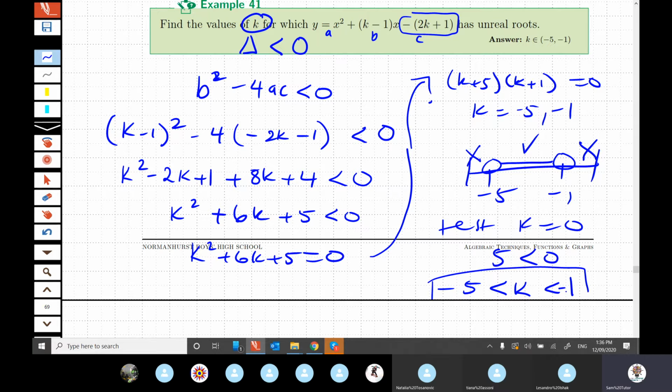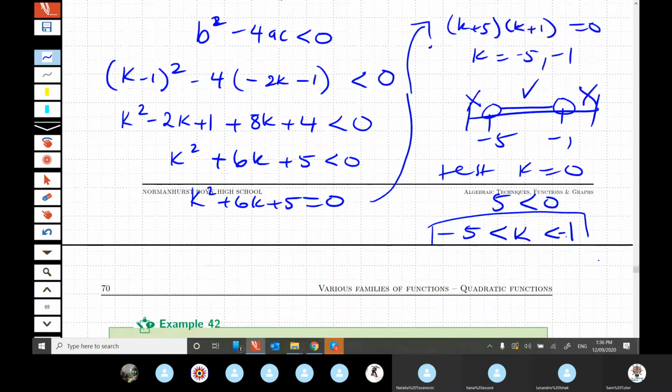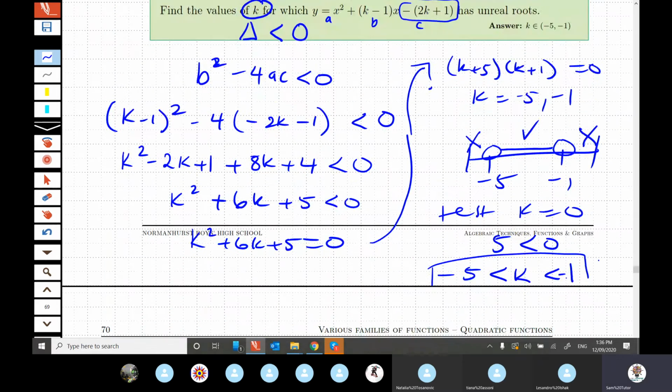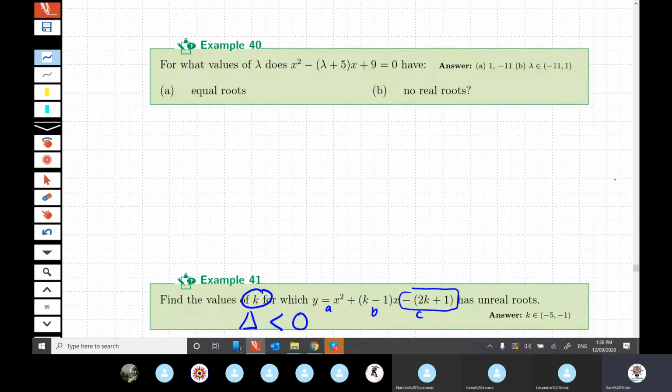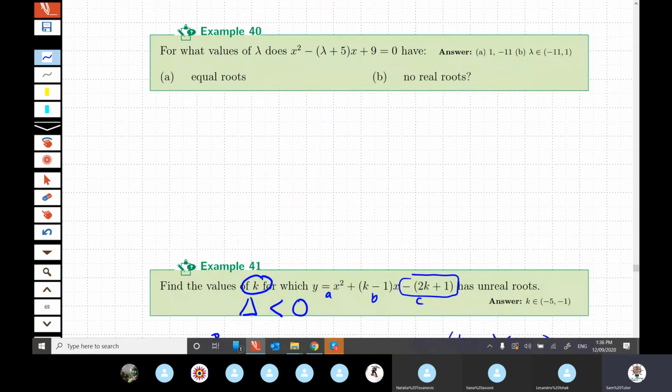I feel like you guys need to do another one. Am I right with that? Yeah. Okay. Try the top one then. If that letter's confusing you, just make it into a K. It's lambda, but just make it a K.